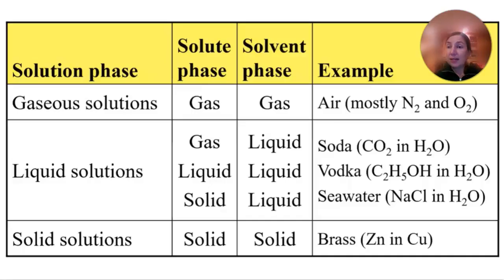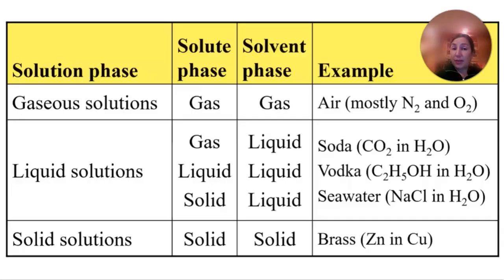So let's talk about some different solutions and what phases they can be in. You can have gaseous solutions. So you could have a gas solute and a gas solvent. An example is air. Air is mostly nitrogen, so that would be our solvent. And then it's just under 20% oxygen. You might call that a solute, but it's a mixture of nitrogen and oxygen. So you can have gaseous solutions.